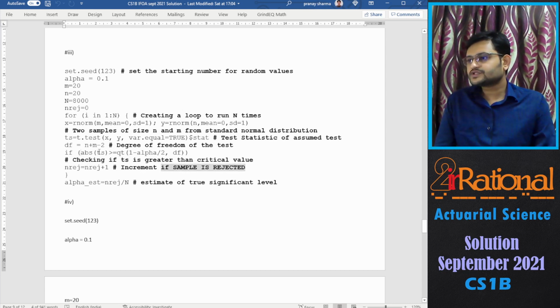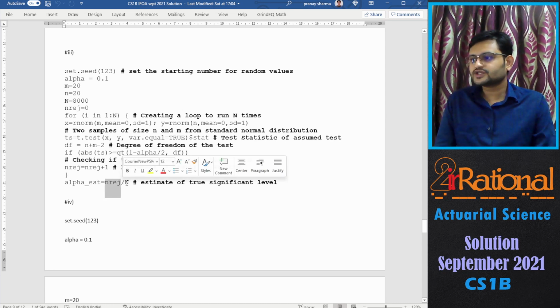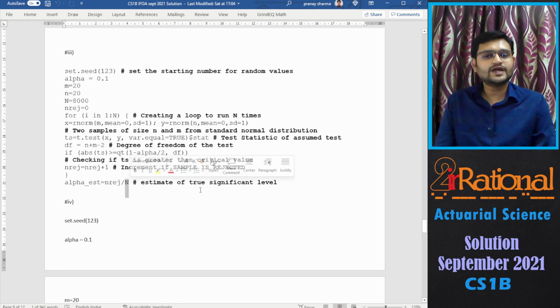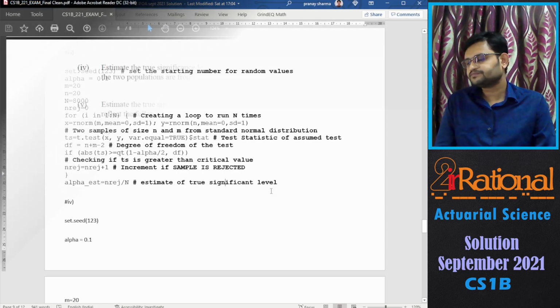So this gives us nothing but if the sample is going to be rejected. So therefore alpha is the probability where our sample must be rejected. So this increment is number of times the sample is rejected. So alpha would be number of rejections divided by total number of times we are taking this particular experiment. This gives us an estimate of the true significance level.